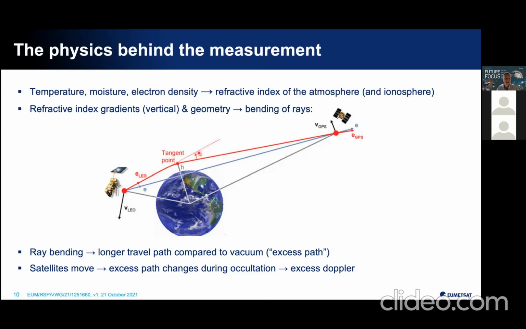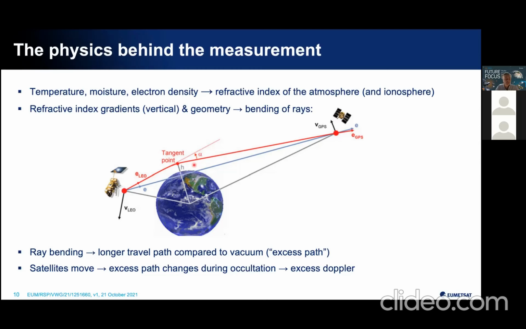Now, physically, if there wouldn't be an atmosphere, if there wouldn't be Earth, the signals would just travel along the straight line. And the path along the red line is a little bit longer. So the atmosphere is creating what we call an excess path that the signals have to travel. Another way to say is they are getting a little bit delayed.